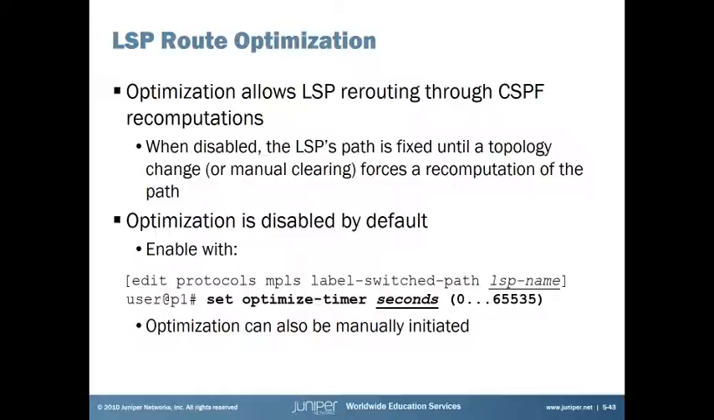However, you can enable optimization, and the configuration is to set optimize timer, in which case you put in place a time frame, or a frequency actually, in which optimization will occur. So how often will optimization occur? And you do that on a particular label switch path. We can do it on as many label switch paths as you like.